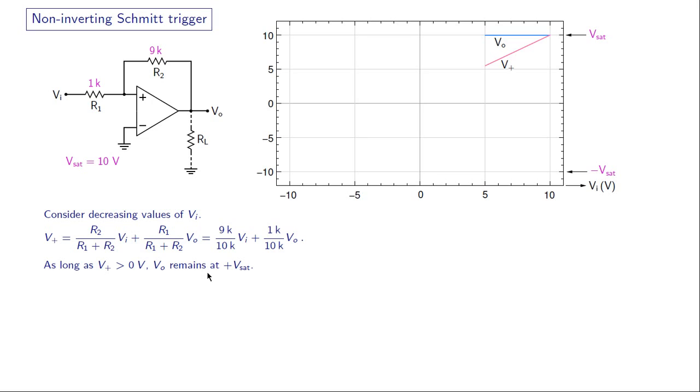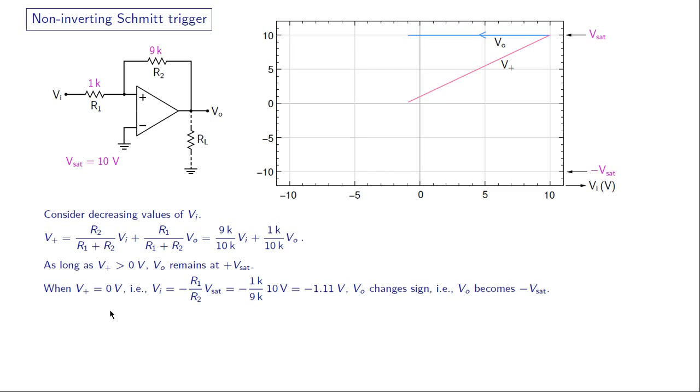Now as long as V plus is positive, VO will remain equal to plus Vsat, and that happens up to this point. So V plus is just positive at this point, and if we decrease Vi further in that direction, then V plus is going to cross 0, and then VO is going to flip from plus Vsat to minus Vsat.